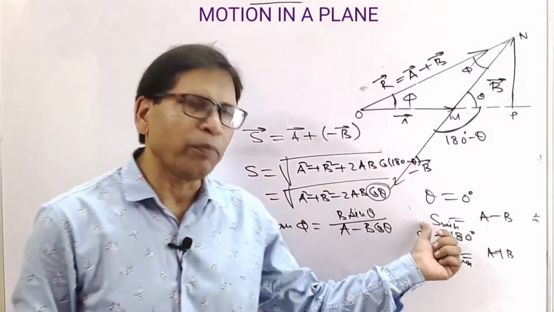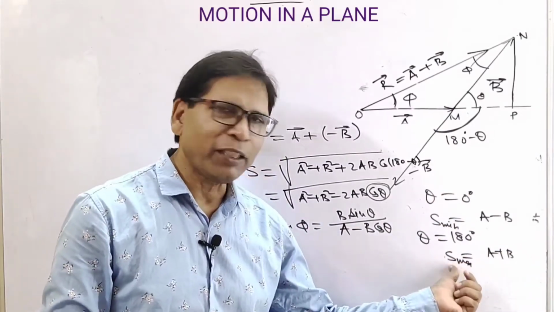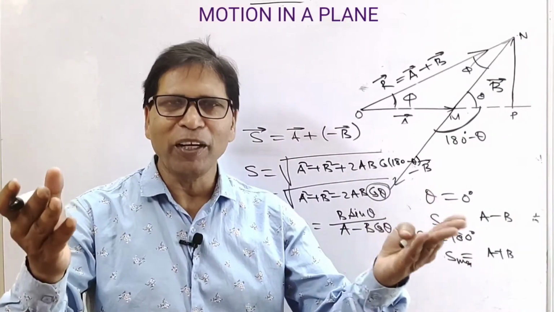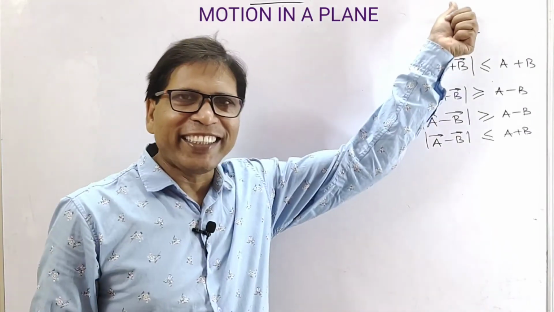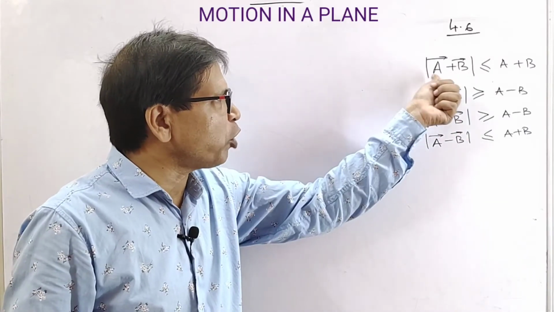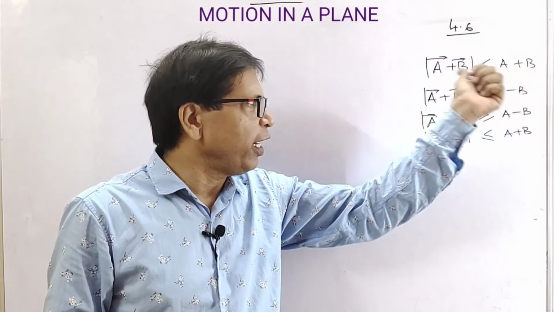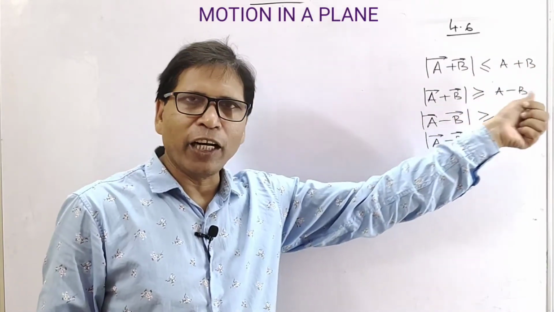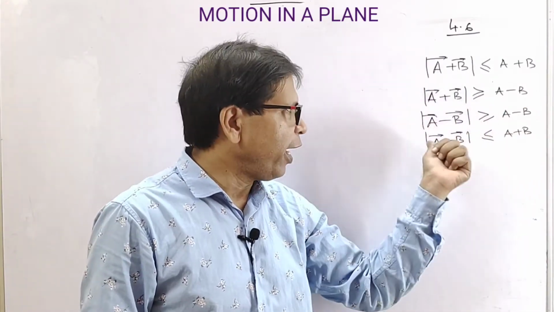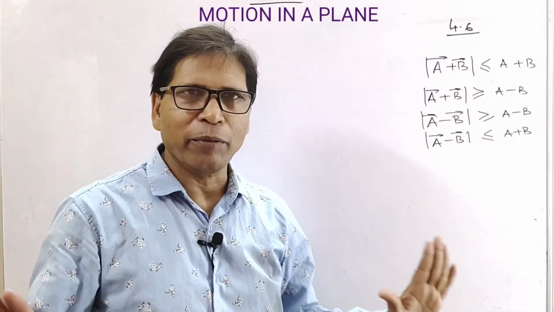So subtraction is minimum when two vectors are in the same direction, and subtraction is maximum when two vectors are in opposite directions, okay. Now we solve a numerical. Look at this, NCERT numerical 4.6. We have to prove that modulus of A vector plus B vector is less than or equal to A plus B, greater than or equal to A minus B, and modulus of vector subtraction is greater than or equal to A minus B and less than or equal to A plus B, and under what condition the equal sign arrives.